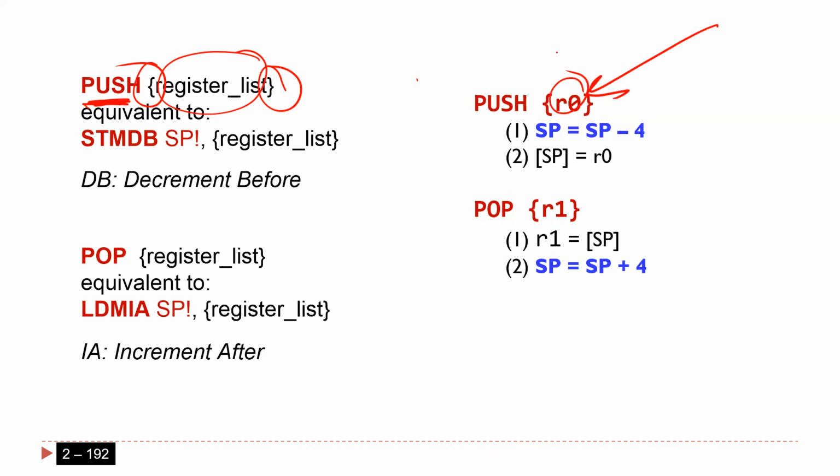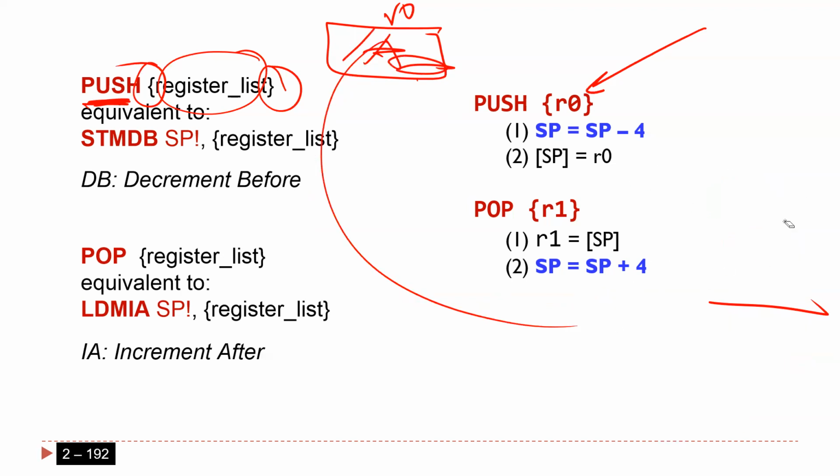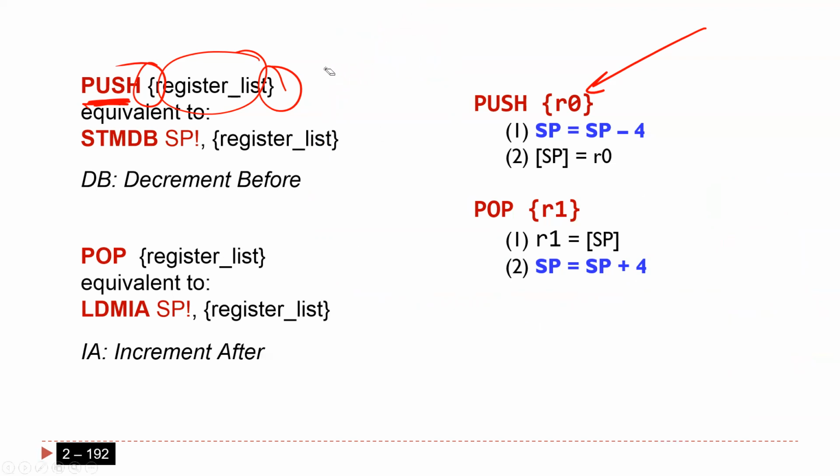If I want to push only 1 register, R0, it has to be this way. So if you do something like that, whatever is in R0 is going to be stored in memory. You copy. This instruction is not going to change R0. You copy whatever is there and put it in the stack. How does this one work? It should work this way, guys.